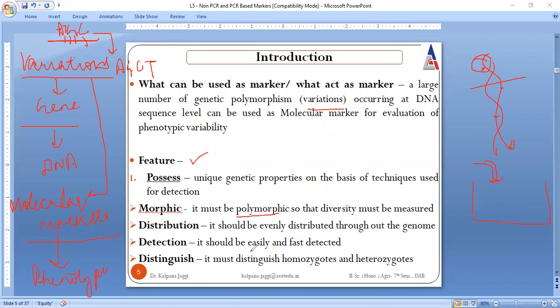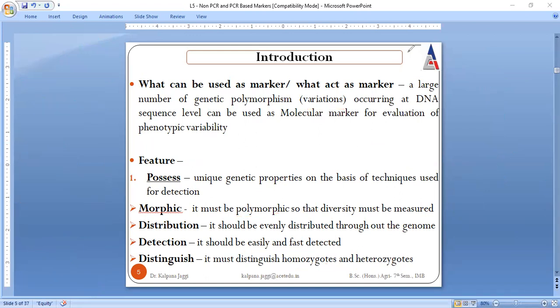So one parameter that allows any variation to act as a marker is that it should be easily and fast detected. And because variations can result in homozygosity or heterozygosity, it must be able to distinguish homozygotes and heterozygotes. So these are certain features that one must possess for acting as a molecular marker.